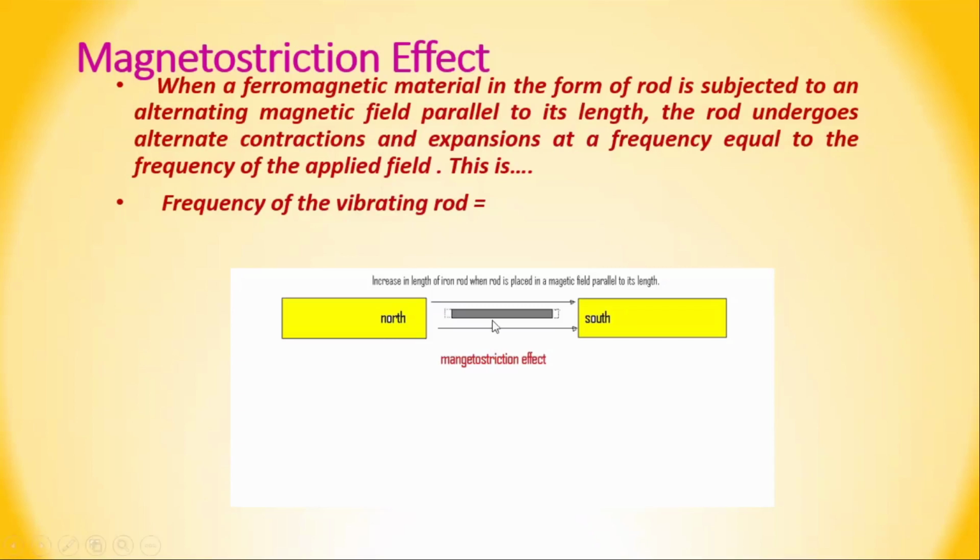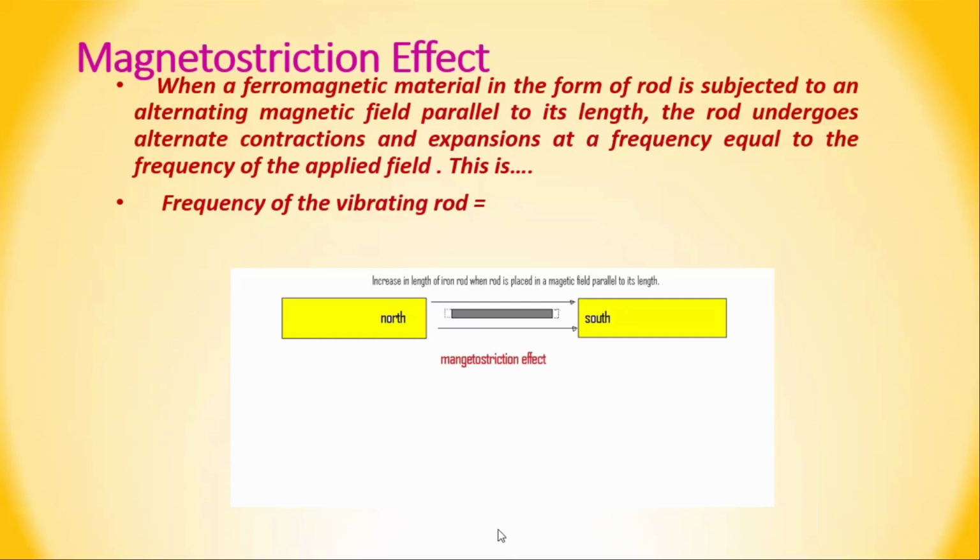There will be vibration of the rod along the direction of the magnetic field. And when the frequency of the vibration of the rod, that is the ferromagnetic material, is equal to the frequency with which the magnetic poles are changing, that is, the applied frequency, at that time, because of resonance, the ultrasonic waves will be produced.